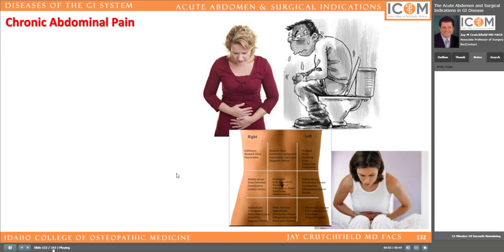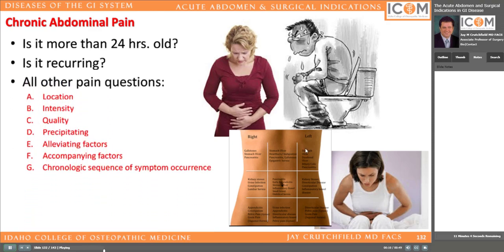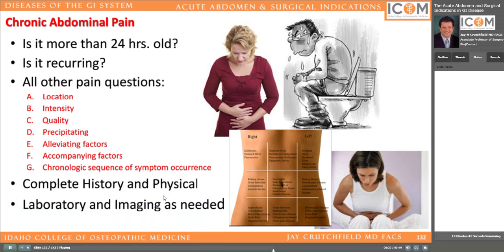So let's look at chronic abdominal pain. Is it more than 24 hours old? Does it recur? And we have to identify all of those other quality and quantity questions. Where is the pain located? How bad is it? What's the quality? What does it feel like? What causes it? What causes it to recur? How can you make it better? What are some accompanying factors? And give us a chronological sequence of the symptoms. Of course, you'll need to complete a history and physical and do lab and imaging as needed.